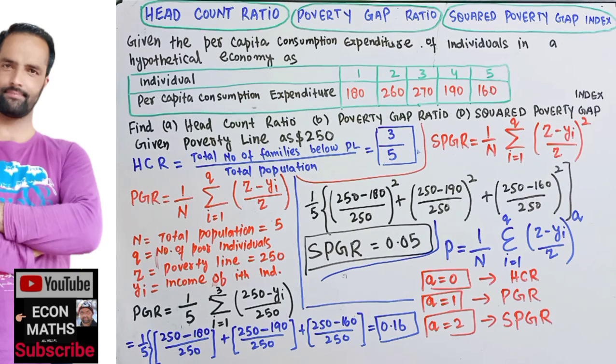So this poverty gap ratio shows us the depth of poverty, sorry for my English, and this squared poverty gap ratio shows us the severity of poverty. I hope I made myself clear in this video. Thank you.